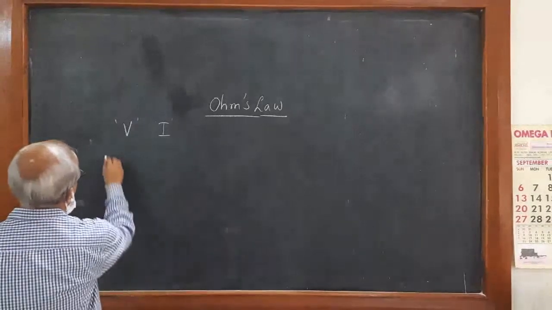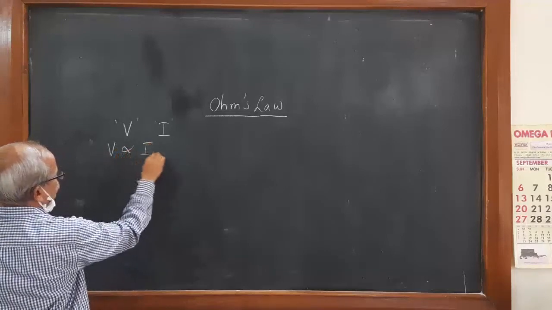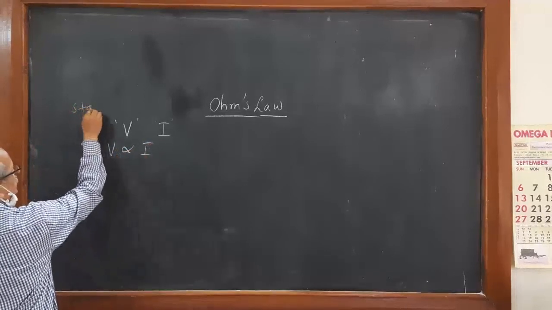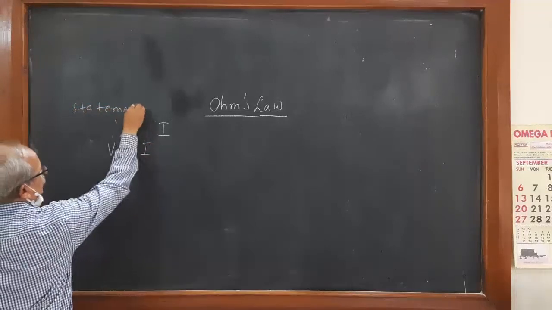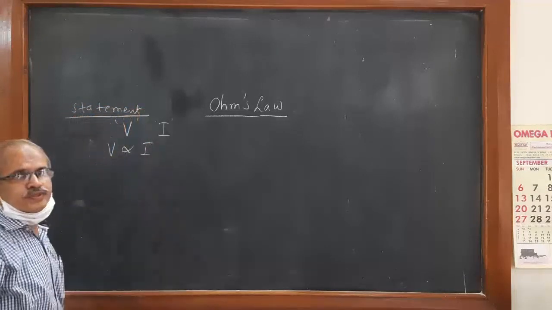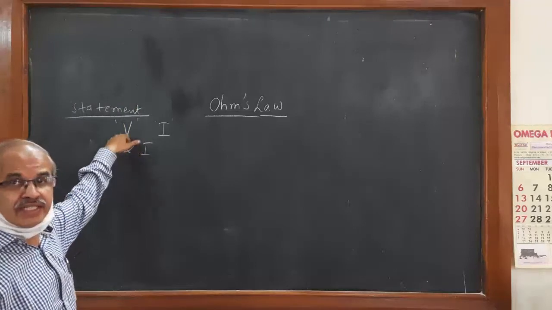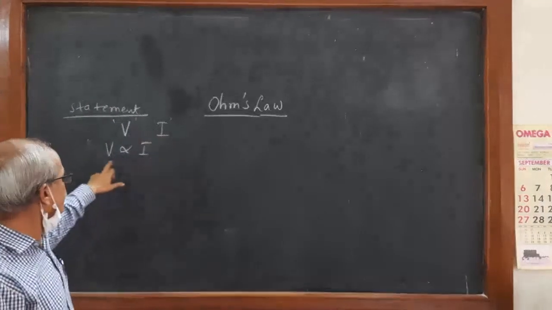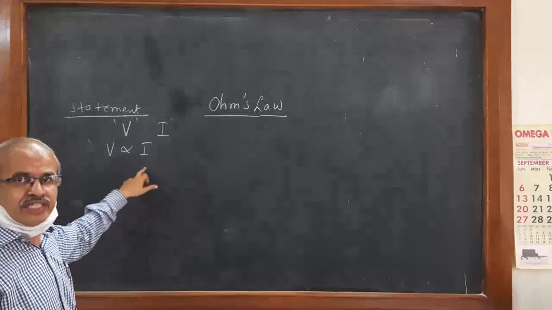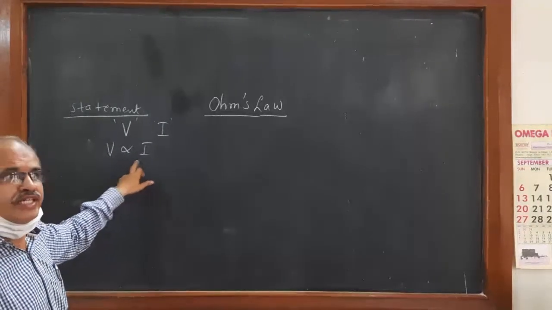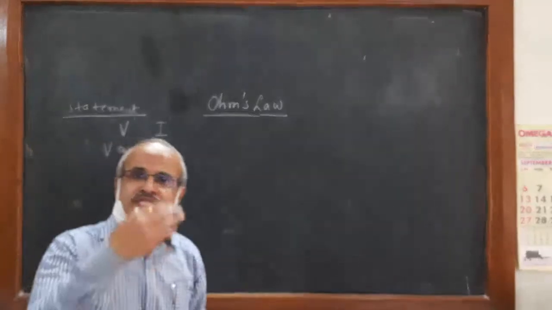Therefore, what I told you, V is proportional to I. This is the statement of Ohm's law. V is the potential difference across the conductor, I the strength of electric current. And V is proportional to I means a linear relationship. It is called linear because as V increases, I also increases. If V decreases, I also decreases. So linear relationship.